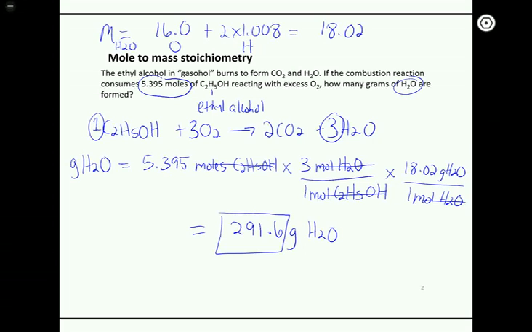And like I said, this is a mole to mass problem because we're given moles of one species in the reaction. We're asked to find the mass of another species. And in this case, it actually reduces the number of steps because we don't have to convert this initial amount into anything else. It's already in moles for us, so we can go ahead and use the mole ratio directly.